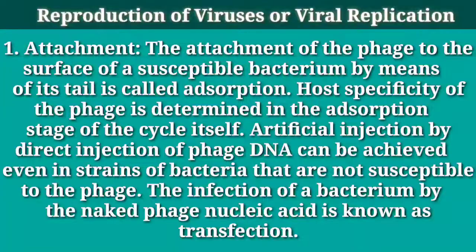1. Attachment. The attachment of the phage to the surface of a susceptible bacterium by means of its tail is called adsorption. Host specificity of the phage is determined in the adsorption stage of the cycle itself. Artificial infection by direct injection of phage DNA can be achieved, even in strains of bacteria that are not susceptible to the phage. The infection of a bacterium by the naked phage nucleic acid is known as transfection.